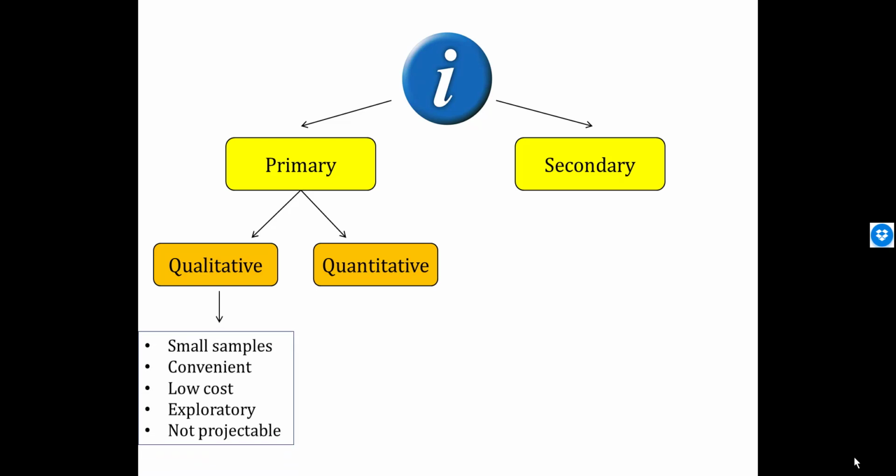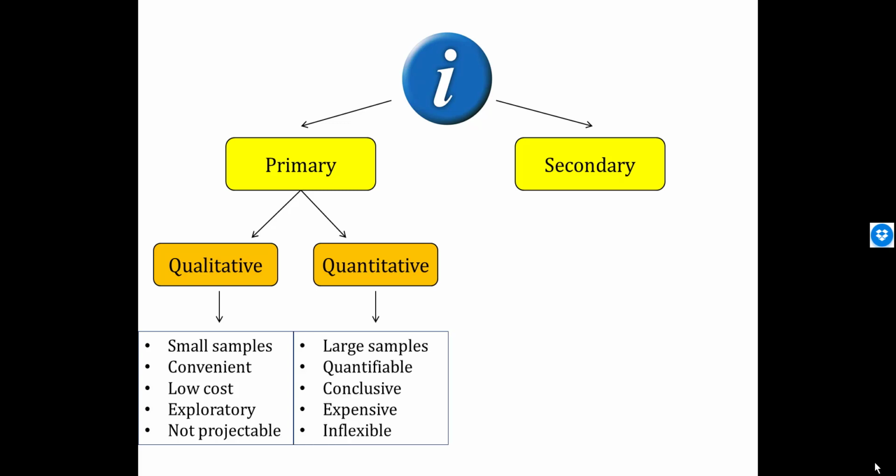Qualitative data or research consists of rich and detailed information about a small sample of people. The sample is selected not randomly but based on convenience, and it's low cost, though it's not projectable to the population from which the sample is drawn, because it's not a random sample. Therefore, you can learn a lot about a small group of people through qualitative research, but you can't project the findings to the population at large.